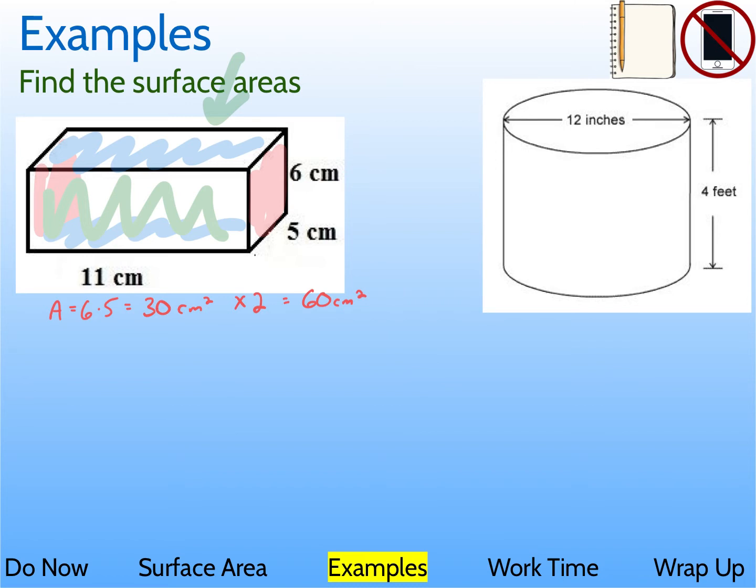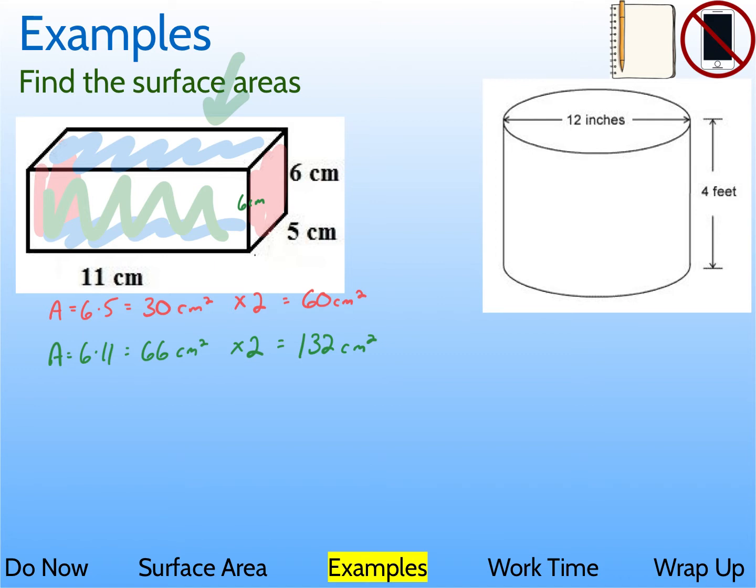So for the green ones, the front and the back, we know the 11 right off the bat, but we need to know this height, which we can just take from here, which is, of course, 6 centimeters. So the area of this is 6 times 11, or 66 square centimeters. Remember, there's a front and a back, so we multiply that, and we get 132 square centimeters for both of those.